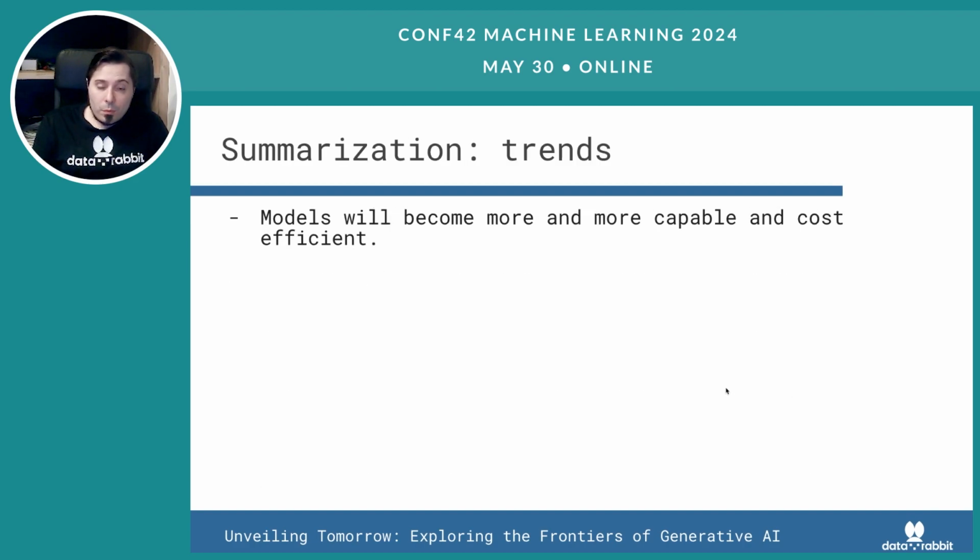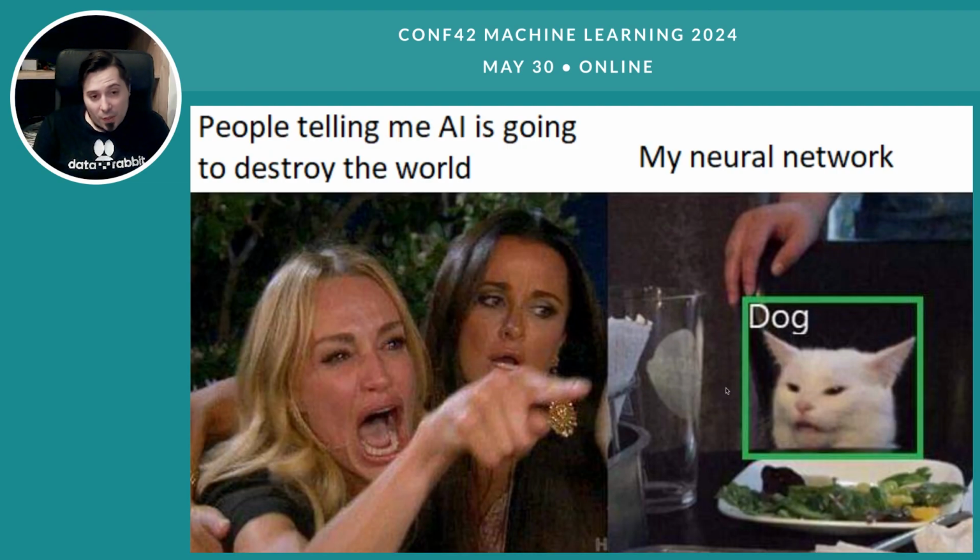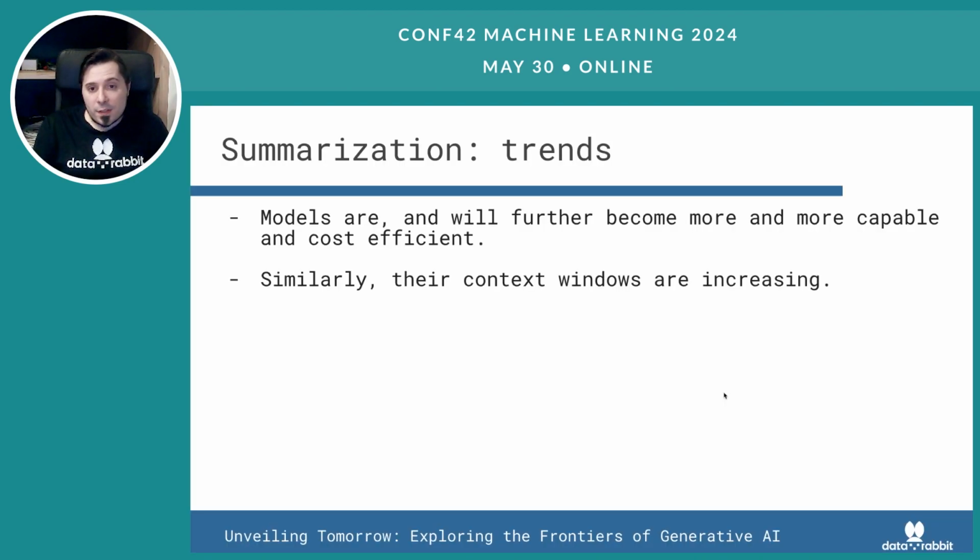And as for the trends, as we are seeing, every month or so we are getting a new release, and it is better and better. So this is a good trend. Nothing actually points to it slowing down, so this trend will continue, that models will become more and more capable and cost efficient. But it definitely won't be that with the next iteration, the next model, this will be the Skynet or the AGI that will destroy the world, take all of the jobs and so on. Still, something to keep in mind.